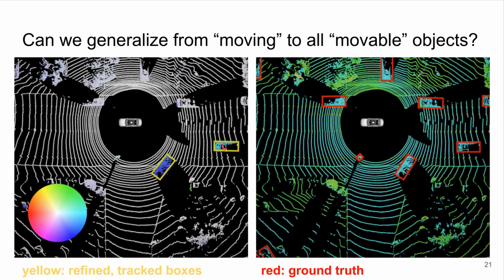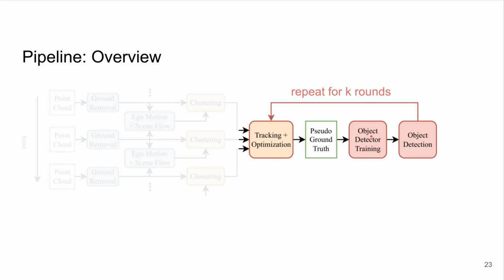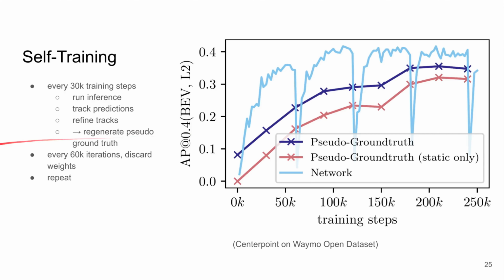However, we are interested in all potentially moving objects. So, we train an off-the-shelf LiDAR object detector on this initial pseudo-ground truth. We repeat this process for k rounds. The LiDAR object detector only sees single-shot point clouds and pseudo-ground truth, i.e. it has no concept of motion. Thus, it generalizes to movable objects over the course of the training, which can then be tracked and refined by the same mechanism as seen previously.